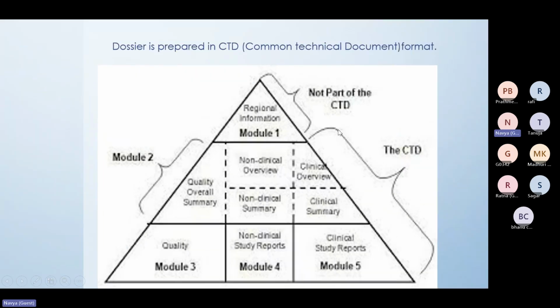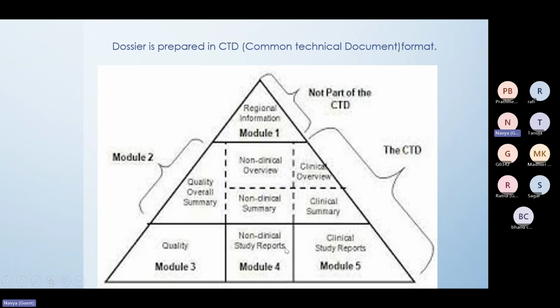So what we have is module 2, which is a summary of your quality. Module 3 always has quality in detail, all the different sections, and the summary of that is reflected in module 2.